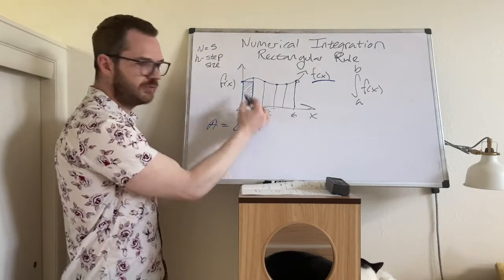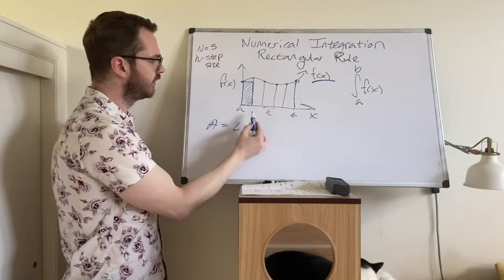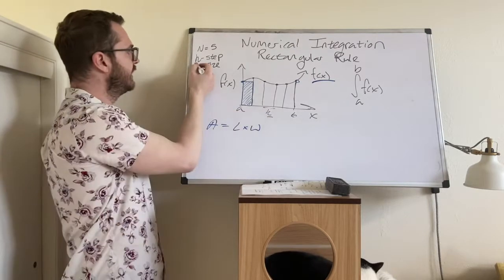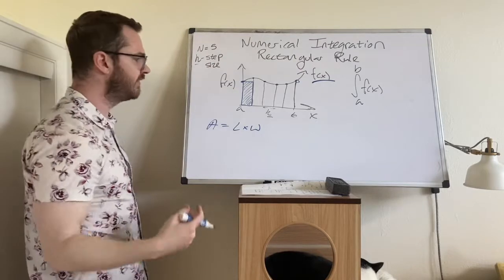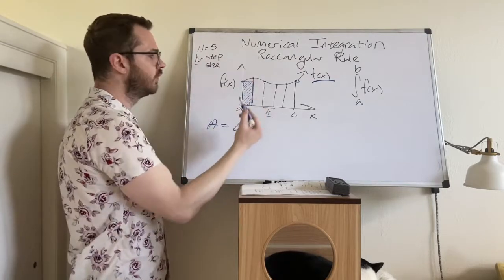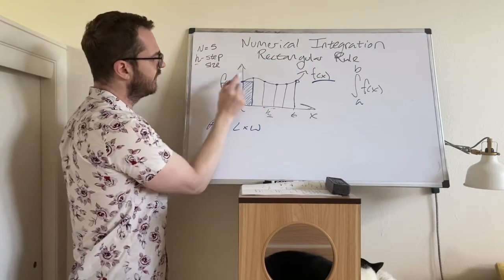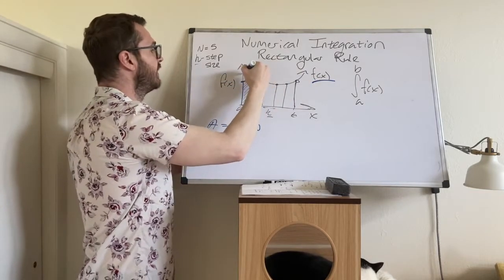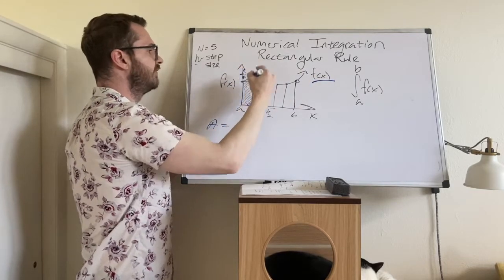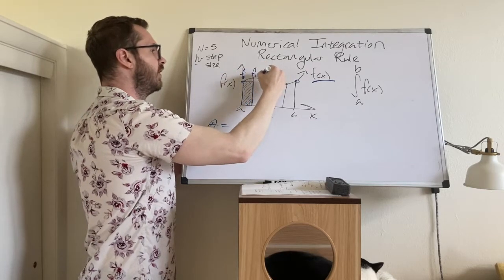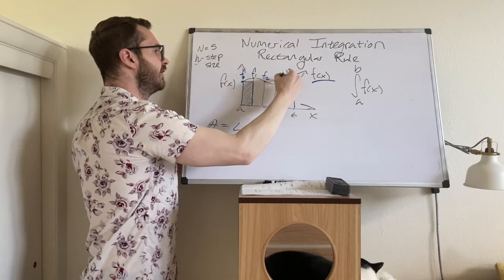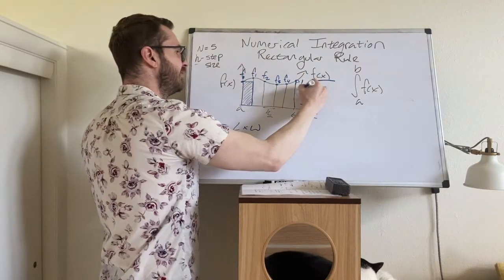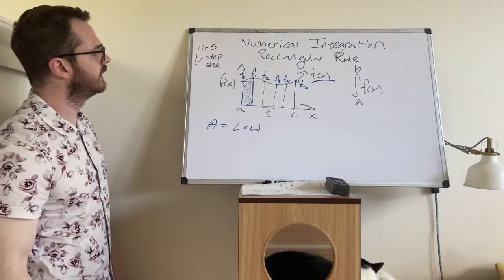So what are the two dimensions of this rectangle? Well, the width is h, right? And again, you specified that. You have this knowledge. And then what's the height? Well, the height is f. And tell you what, I'm going to go ahead and label these points. Let's call this first one f0, and the next one is f1, f2, 3, 4, and f5. In this case, 5 is the last one.